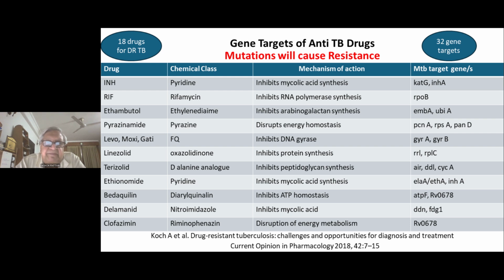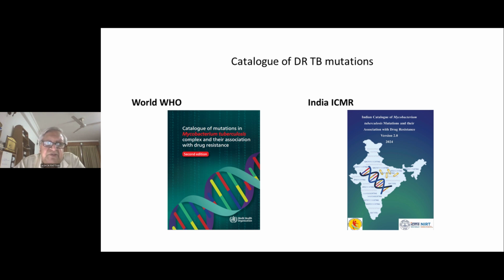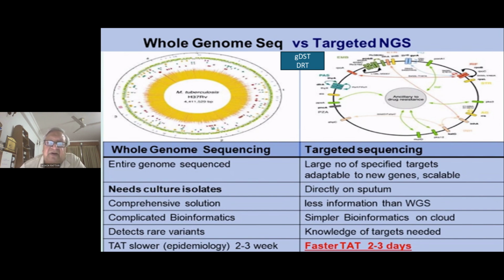Nevertheless, at this moment, we know that there are 18 drugs available and there are 32 genes which are the targets for these 18 drugs. So if we can detect whether these genes are wild, that means sensitive, or mutation, that means resistance, we would be able to make a choice of what drugs to use. WHO as well as the Government of India, ICMR, has published the collection of mutations in these genes, and the methods available are whole genome sequencing or targeted drug resistance testing. And this is whole genome sequencing but targeted, so that only these 32 genes are tested.